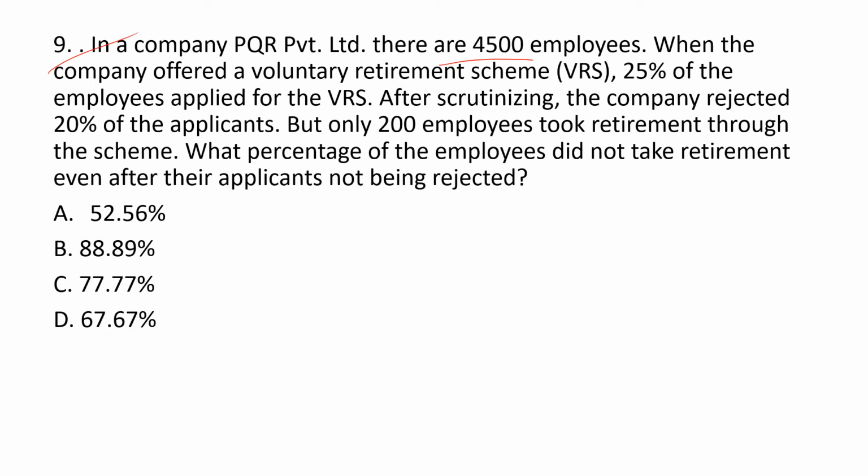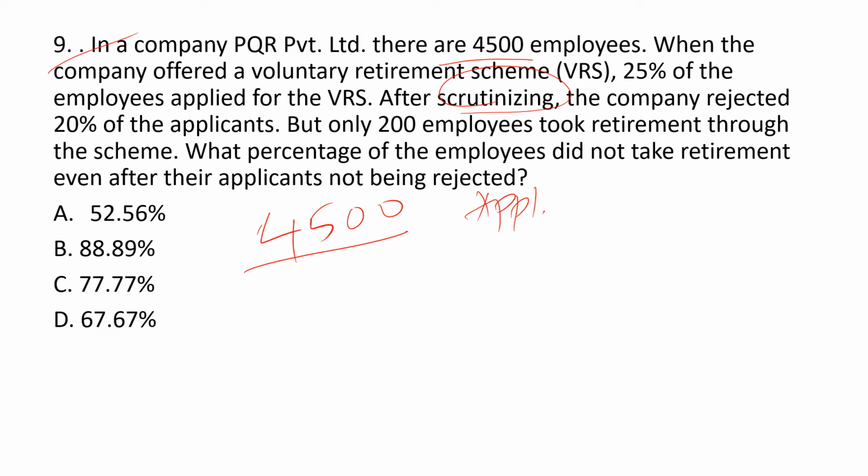But after some careful observation or examination, this is called scrutinizing, the company rejected some applicants, 20%. Now, even after the company rejected some employees, only 200 employees took the actual retirement finally. So now we need to find what percent of employees did not take retirement even though their application was not rejected.